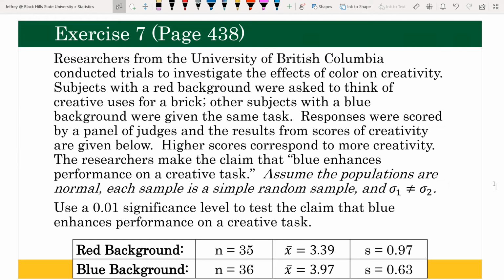In this last example, we're going to compare how creative people can be depending on the color of the background. In this case, we have our two samples, one for the red background and two for the blue background. And we're going to assume that these are normal populations and that each sample is a simple random sample and that sigma 1 does not equal sigma 2. Notice that the claim is that blue is supposed to enhance performance on a creative task. Since blue is 2, this is basically saying that P1 will actually be less than P2.